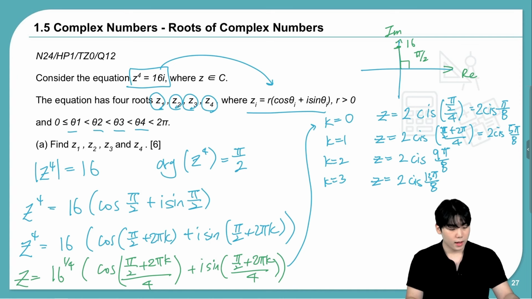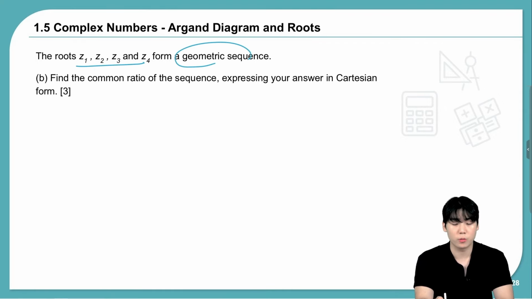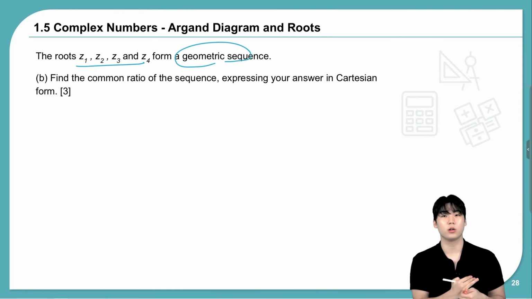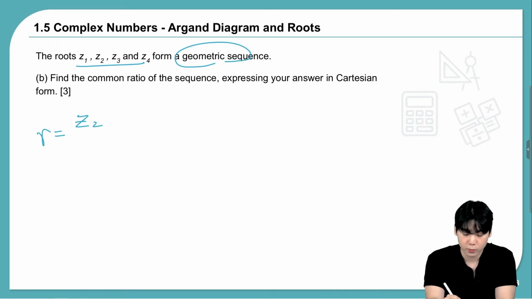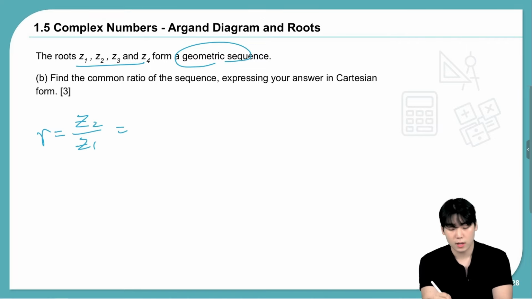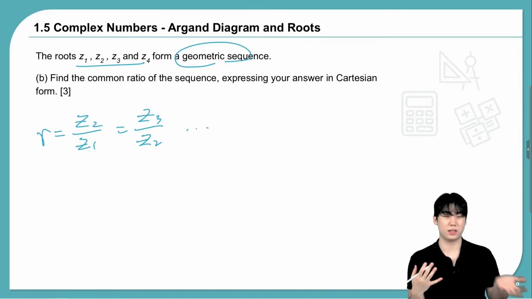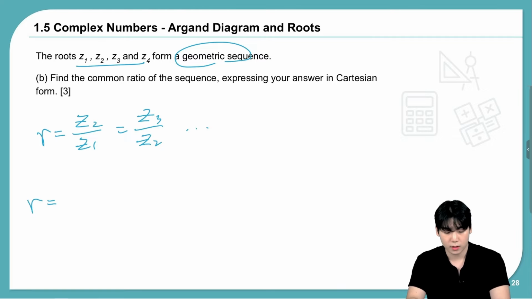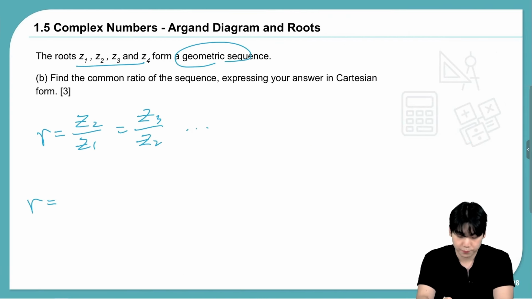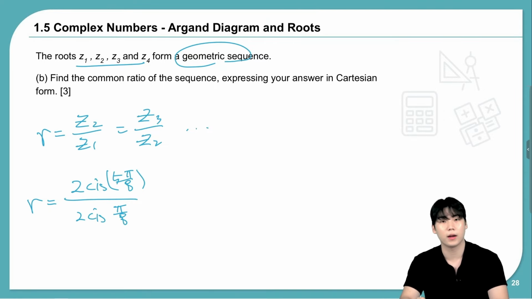Okay, and moving on, we're told that z1 through z4 form a geometric sequence. That means they will have a common ratio. How do we find the common ratio of something? We can find the common ratio to be z2 over z1. Well, this is also equal to z3 over z2, and so on. But we're already told that this is a geometric sequence, so I just need one term. So I'm going to find the common ratio using z2 and z1. So it was 2 cis 5 pi over 8 over 2 cis pi over 8, right?